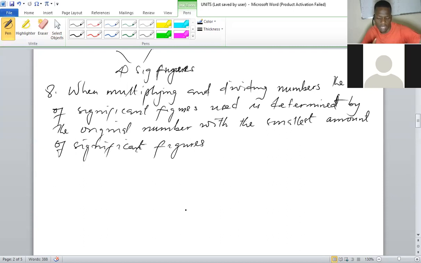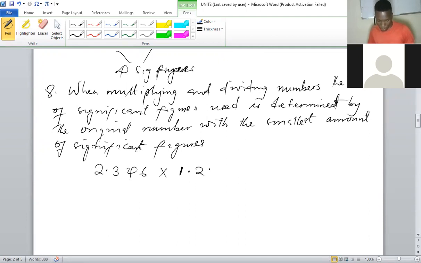Now, the number that is going to influence the answer will be the number that has the least number of significant figures. Okay, so we'll look at that. For instance, let's say we're multiplying 2.346 times 1.2.